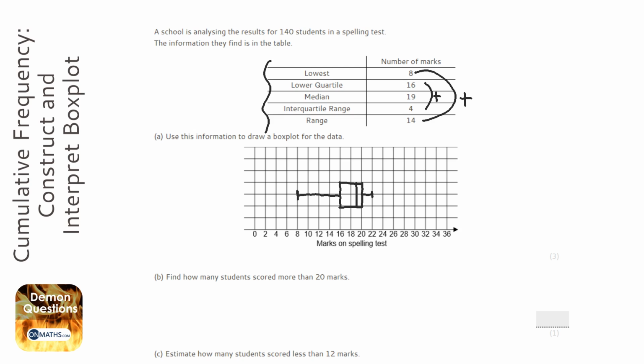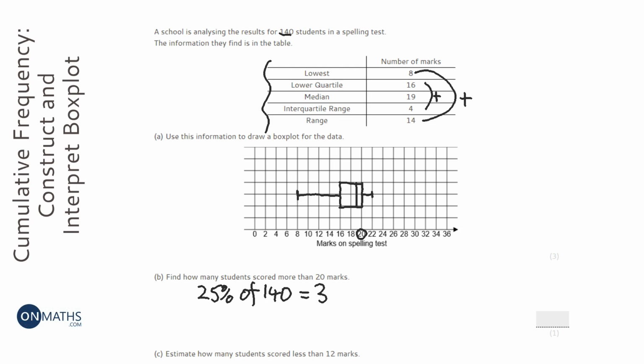Or question A. Question B says, find how many students scored more than 20 marks. Well, 20 marks is our upper quartile. That means that 25% of the students scored more than 20 marks. So there are 140 students. So I just need to find out 25% of 140. And I can halve it, then halve it again, which is 35. So it's 35 students.